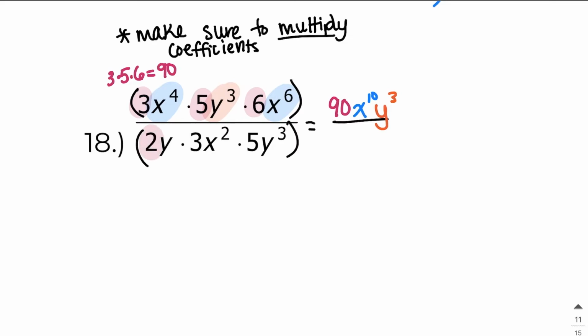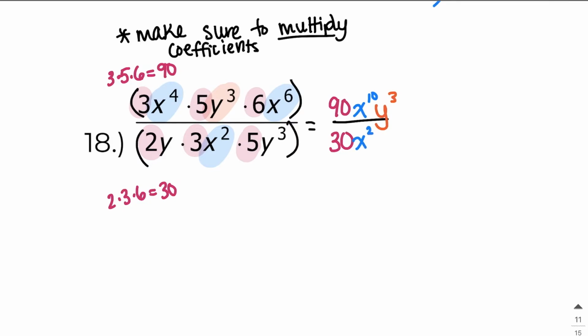So I want to multiply 2 by 3, which is 6, and then multiply that 6 by 5, and I would get 30. So here, this would become 30. Now let's go ahead and look at our x's. And all I have here is x to the power of 2. So here I can just write x squared, or x to the power of 2.